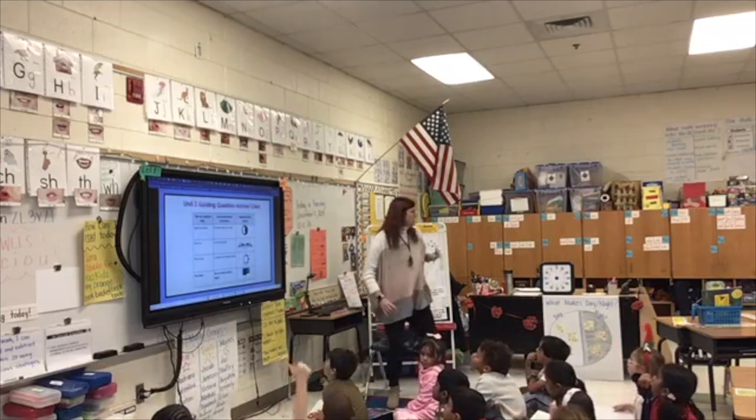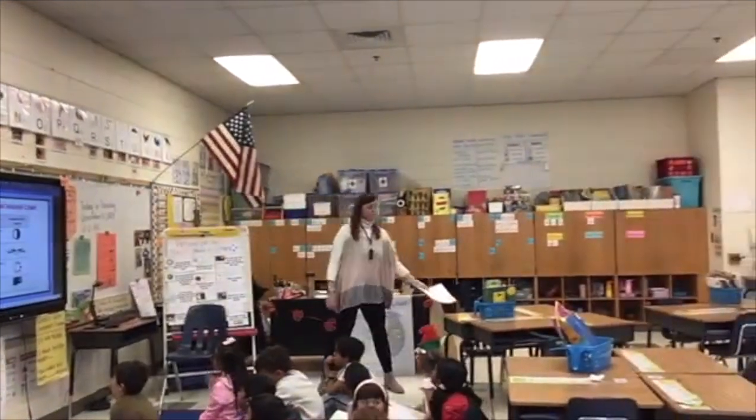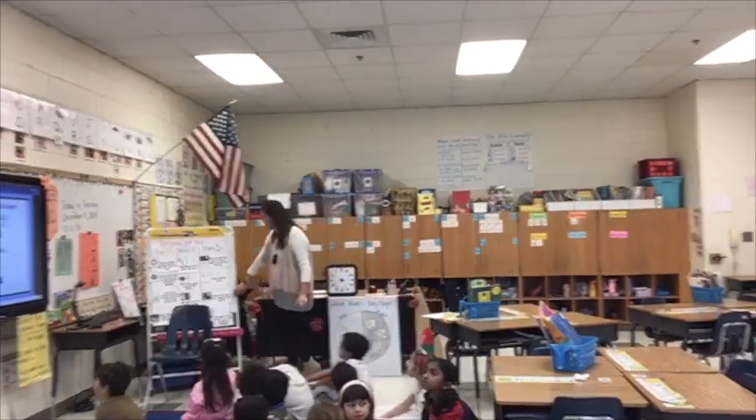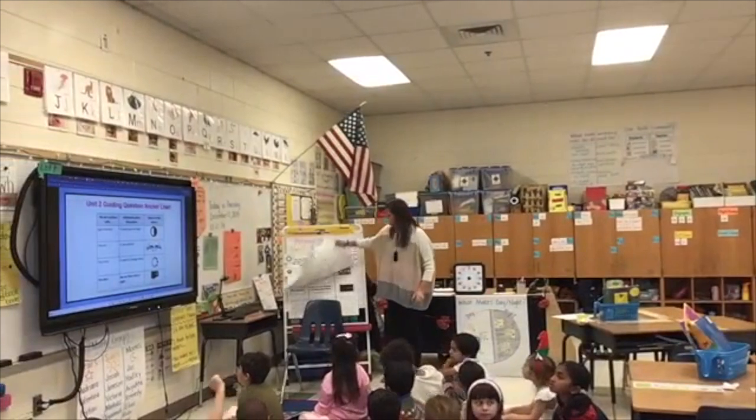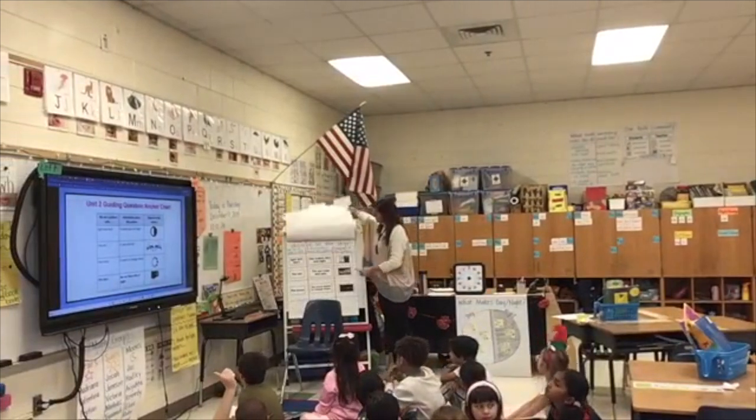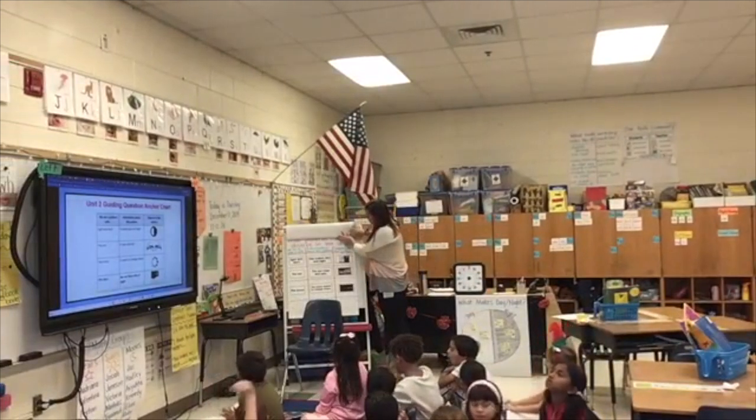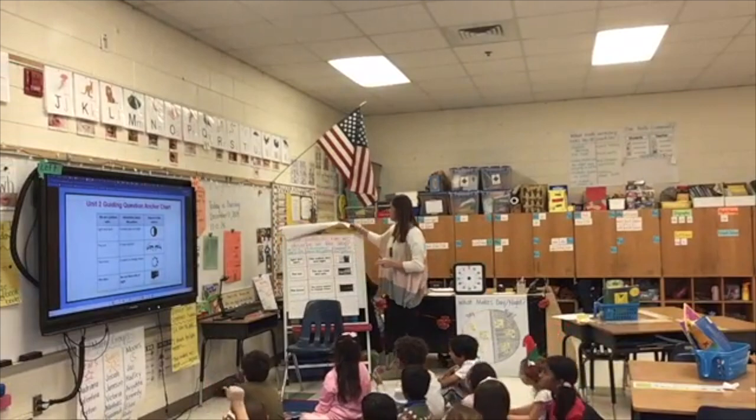We've been talking about different patterns all throughout our unit. We've been working on this chart since the beginning of Unit 2. What are some patterns that we can observe in the sky?